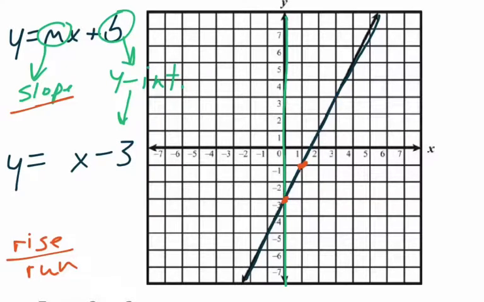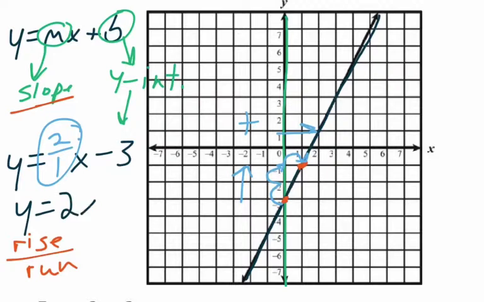So rise over run. How many spaces up am I moving to get even with that? 1, 2, and moving up is positive. So that's a +2 rise. And then what's the run? How many spaces over do I move? Just 1. And again, moving right is also a positive movement on the graph. So you get 2 over 1. Of course, that's an improper fraction. That is the same as 2 whole. So y equals 2x minus 3.